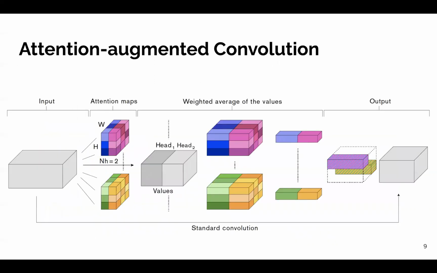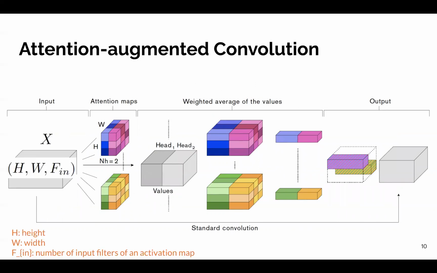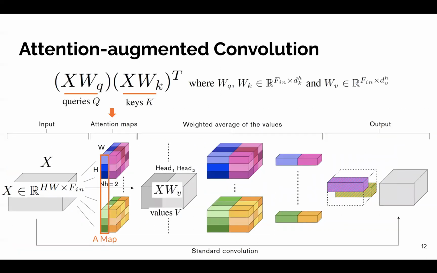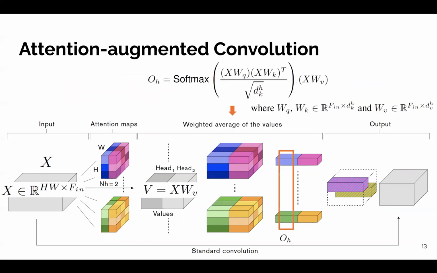So what's the method? Here's the proposed architecture. I'll elaborate one by one. Input X has shape like this, and it's flattened to HW times Fn before self-attention. Then calculate NH number of attention maps by queries and keys, and these attention maps are used to compute NH weighted averages of the values. Here, WQ, WK, and WV are learned linear transformations for queries, keys, and values, respectively.